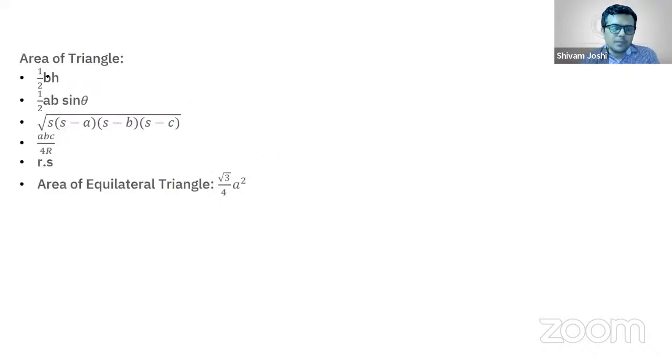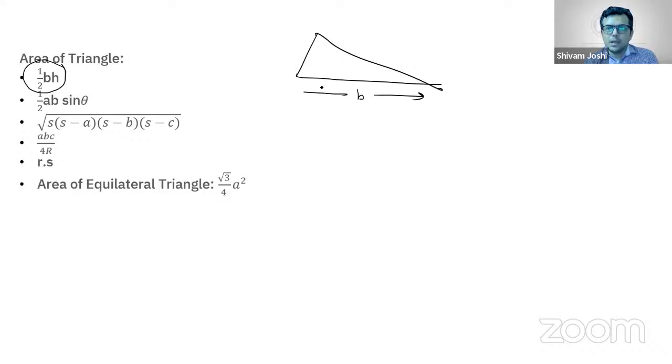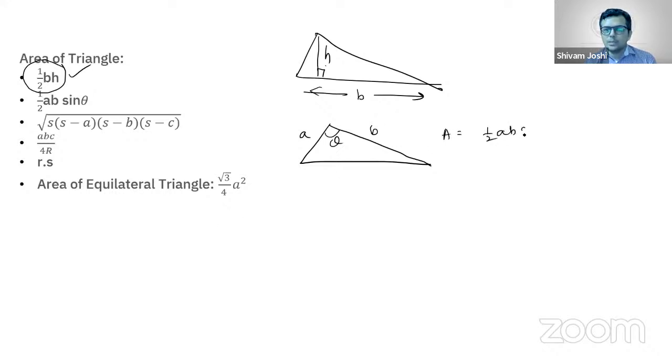Area of triangle can be half base into height. That is where a side is given and a perpendicular on the side is given. So if you know base and height, you can take half base height as the area of the triangle. Then if you have two of the sides given, A and B, and the angle between those two sides, then you can take area of triangle as half AB sine theta.